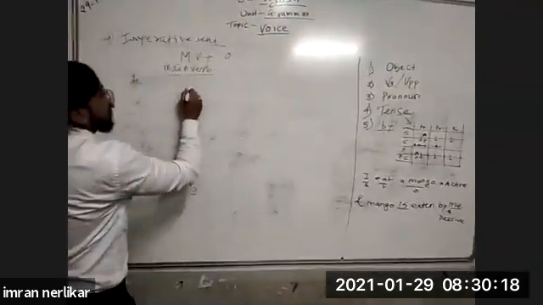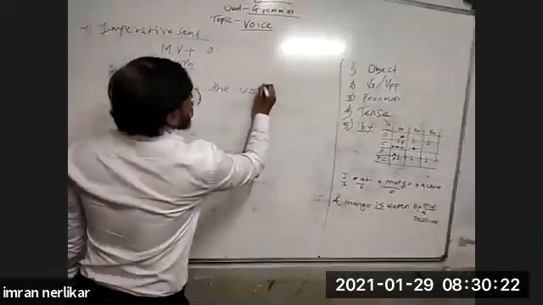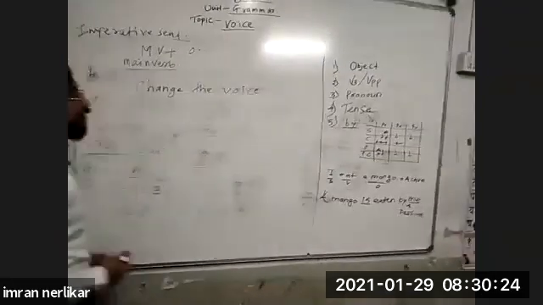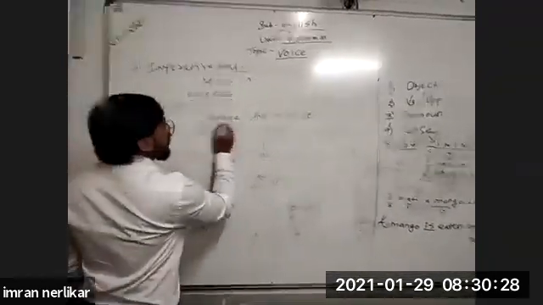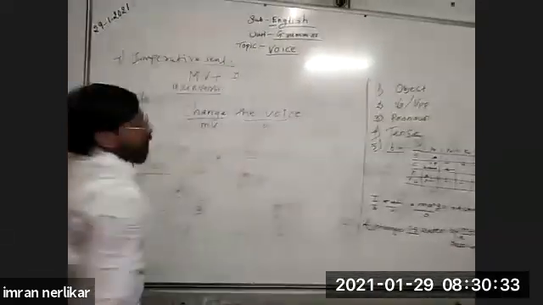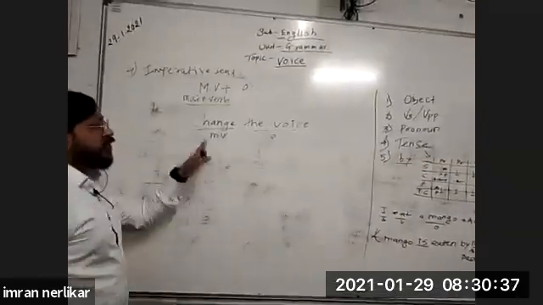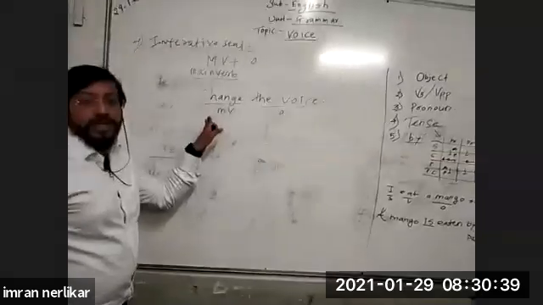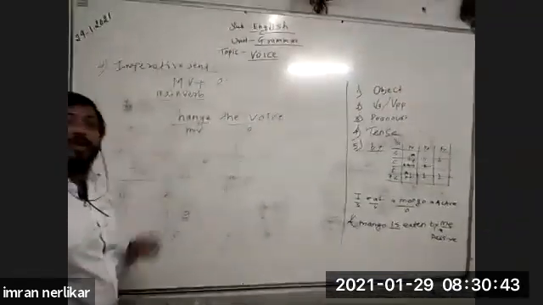We'll take the sentence "Change the voice." We are learning to change the voice, so that's why we'll take this example. Change is the main verb, voice is the object. Main verb plus object. Now, if this type of sentence, an imperative sentence or order, is given to you in the exam, how do you make it passive?